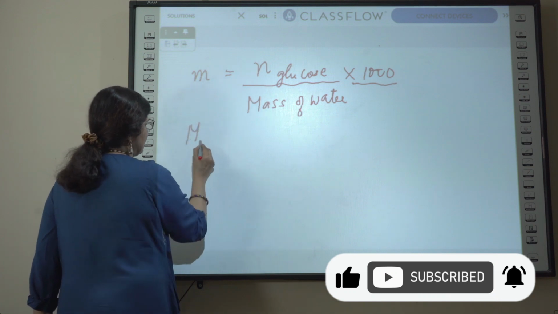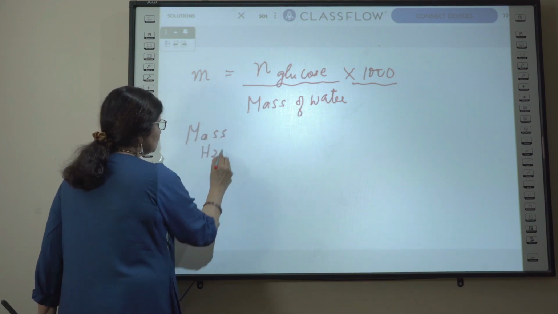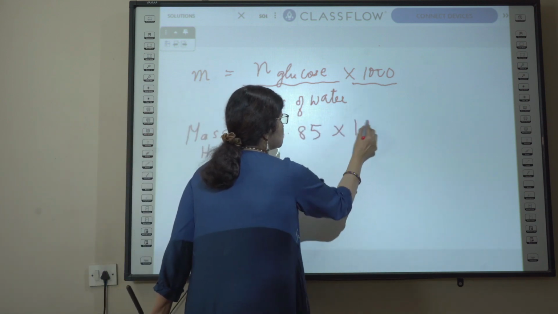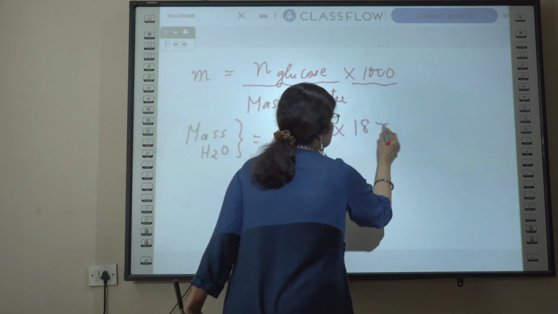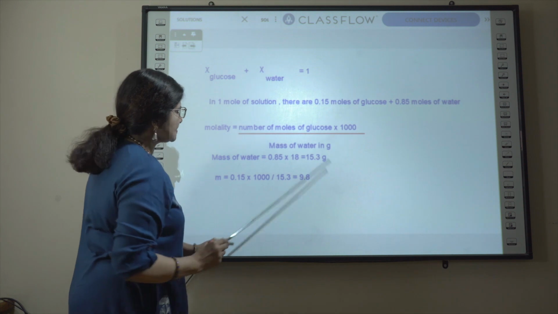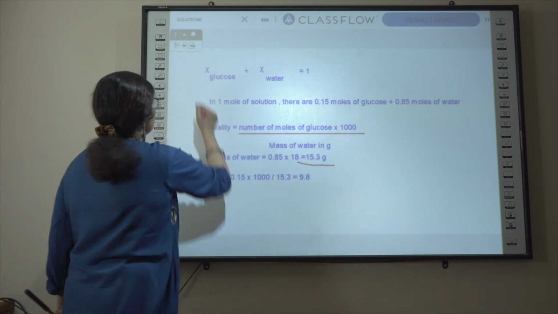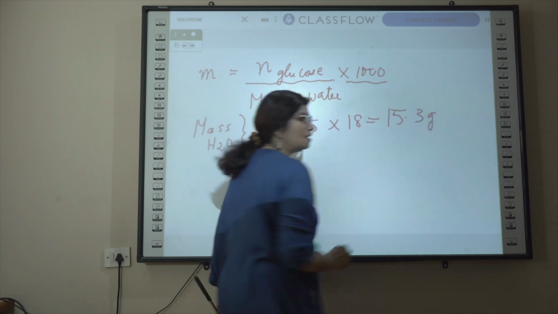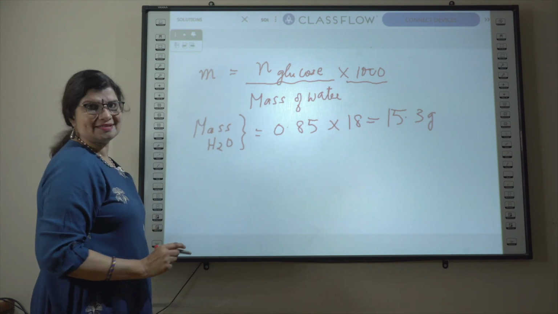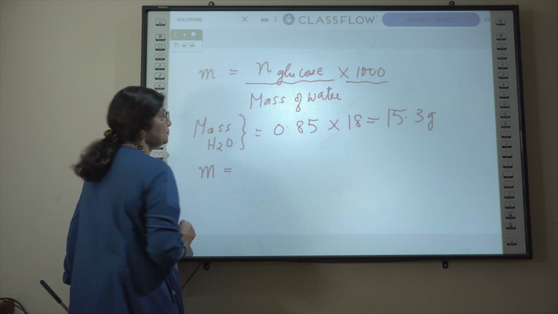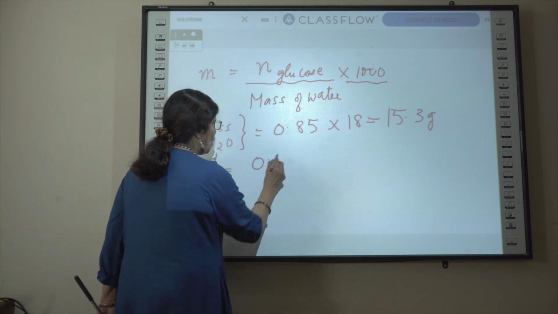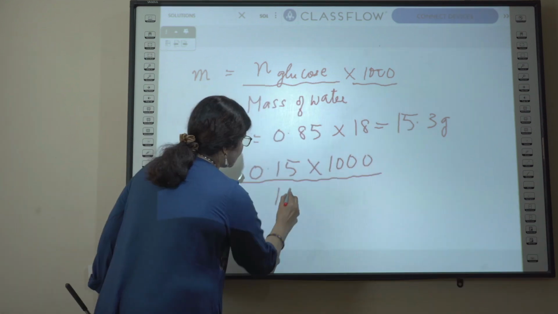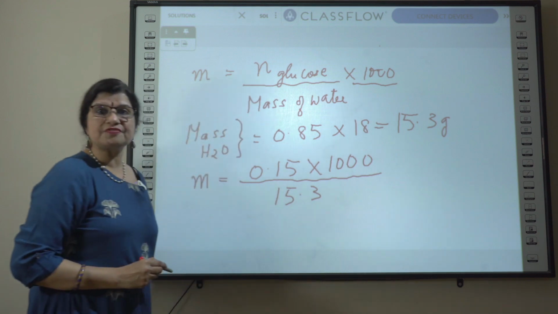Mass of water would be the number of moles of water into the molar mass of water. So that is the mass of water in grams. That is equal to 15.3 grams. So here we write 15.3 grams. Now we have all the data required to find out the molality. So molality is equal to the number of moles of glucose, 0.150, into 1000 divided by the mass of water, which is 15.3.